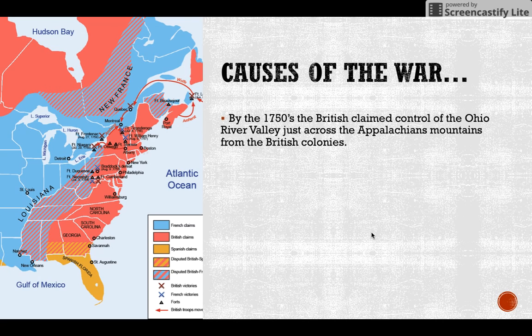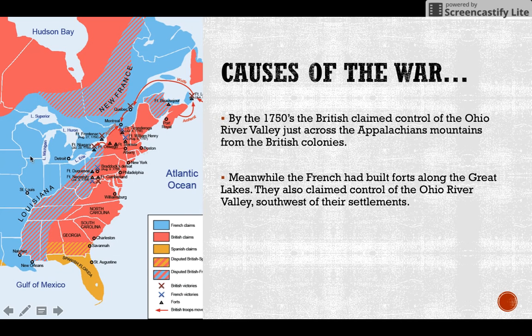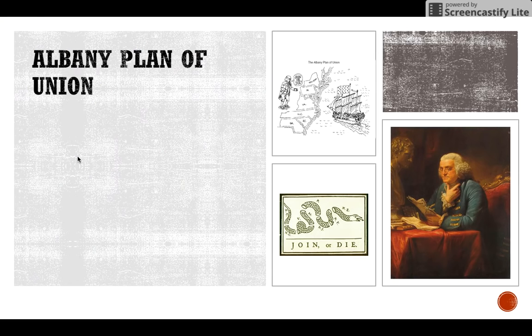By the 1750s, the British had claimed control over the Ohio River Valley just across the Appalachian Mountains from the British colonies. Meanwhile, the French had built forts along the Great Lakes, and they too also claimed control over the Ohio River Valley southwest of their settlements. So both French and British are saying that they own that territory, and there lies the conflict, and they go to war. During the war, there's an attempt to try to unify the colonies.